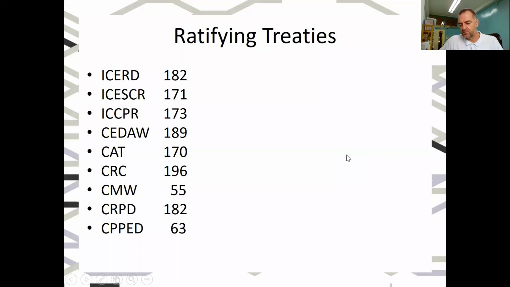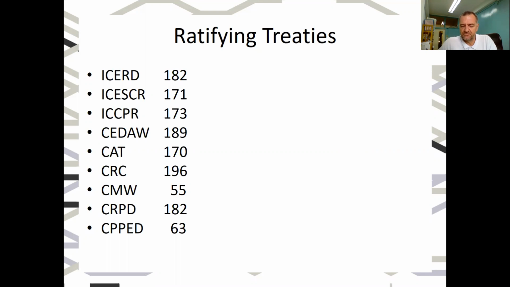Okay, there's just a couple more things to cover. Firstly, in terms of ratifying treaties, this is the 9 treaties and how many countries have ratified. It's important to understand that human rights are not fringe public international law. Human rights are very widely accepted. There's 193 countries in the world.